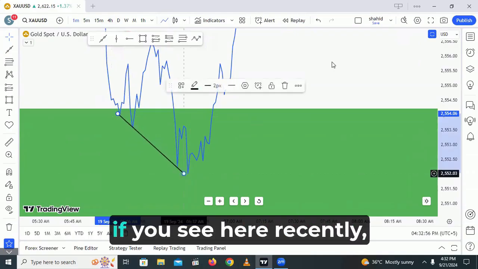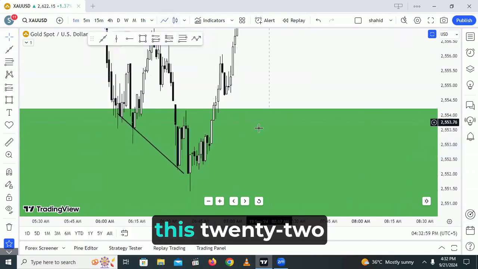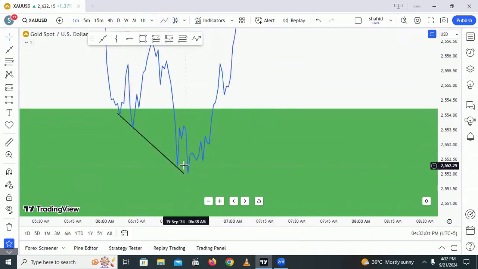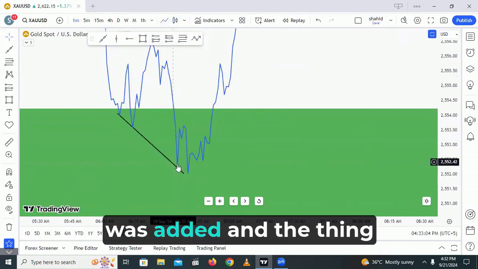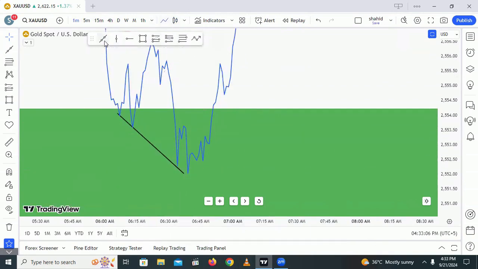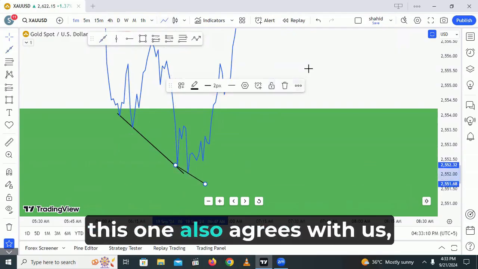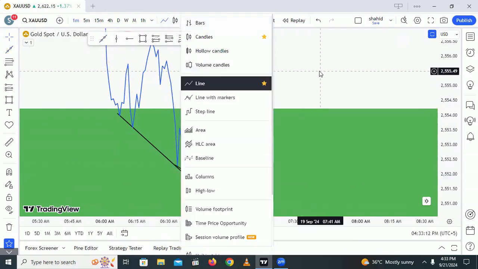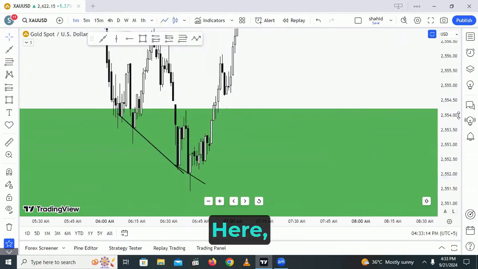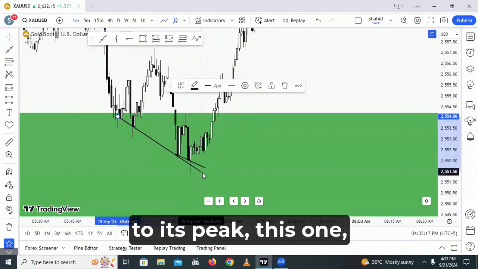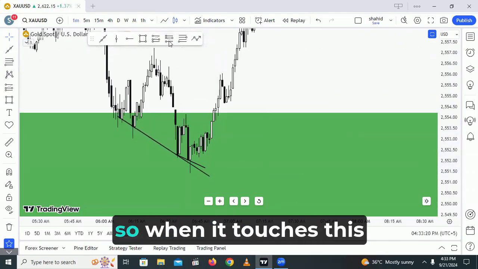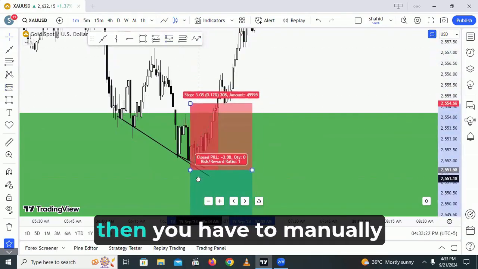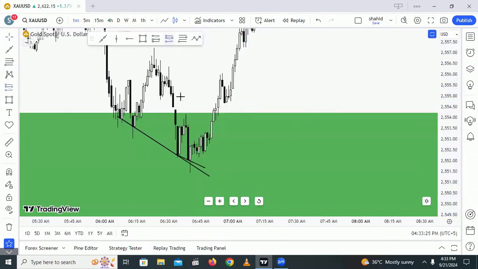And after that, if you see here recently, this 22 was added and the thing clicked here. All right, here too, this one also agrees with us. Pattern. Okay. Here, see exactly when the market went to its peak. So when it touches this line from here, then you have to manually buy it.